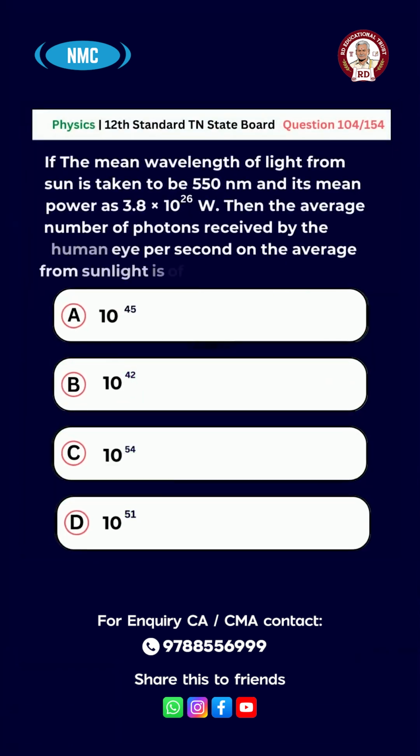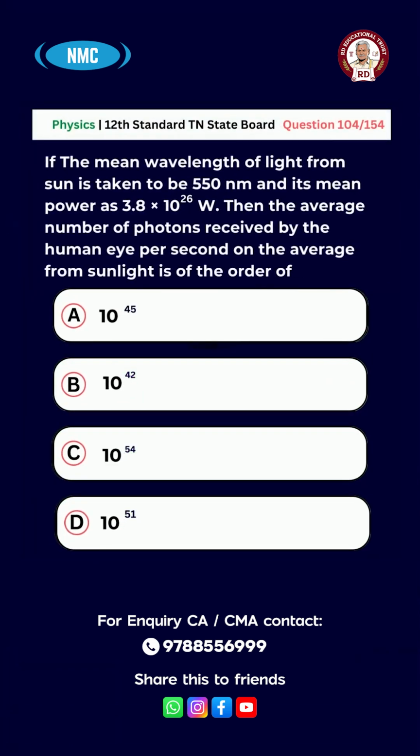Question number 104. If the mean wavelength of light from the sun is taken to be 550 nm and its mean power is 3.8 into 10 power 26 watts, then the average number of photons received by the human eye per second from sunlight is of the order of: option A, 10 power 45; B, 10 power 42; C, 10 power 54; D, 10 power 51. The right answer is option A, 10 power 45.